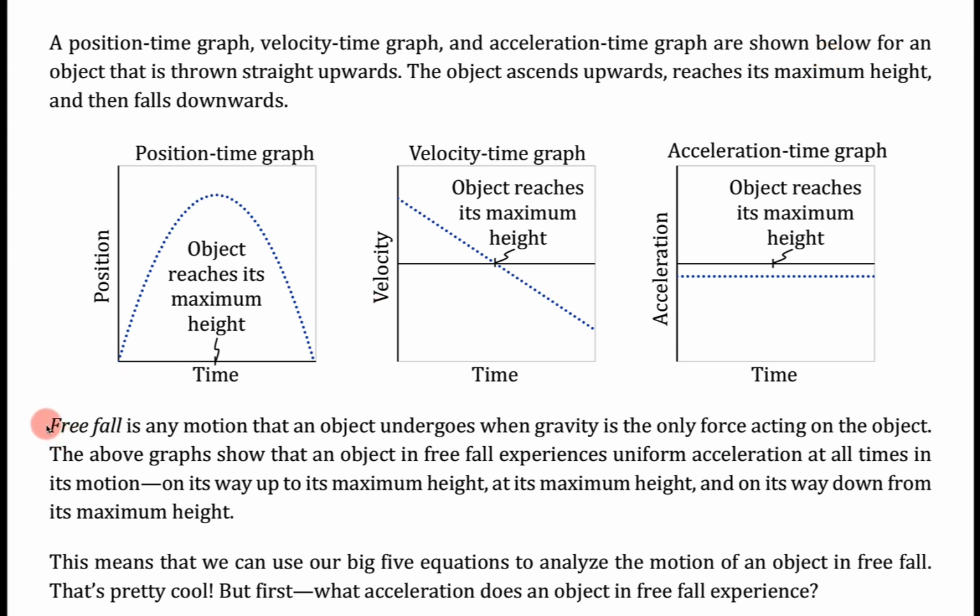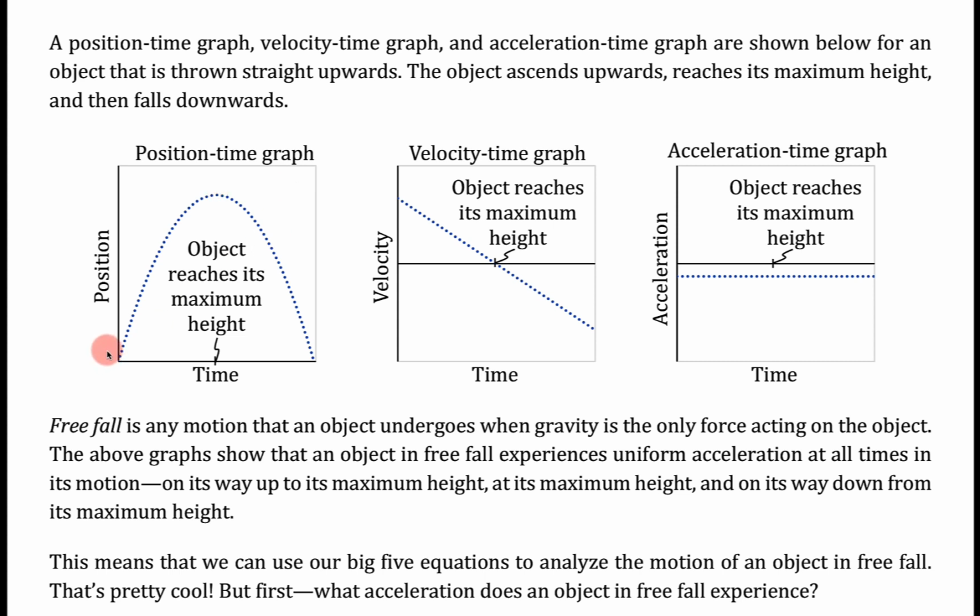So as it explains in the handout, free fall is basically any motion that an object undergoes when gravity is the only force acting on the object. And we can see that we have a position, velocity, and acceleration time graph shown for an object that is thrown straight upwards. If you throw an object straight upwards, after it leaves your hand, gravity is the only force acting on the object. And so the motion that the object undergoes after it leaves your hand is what we call free fall.